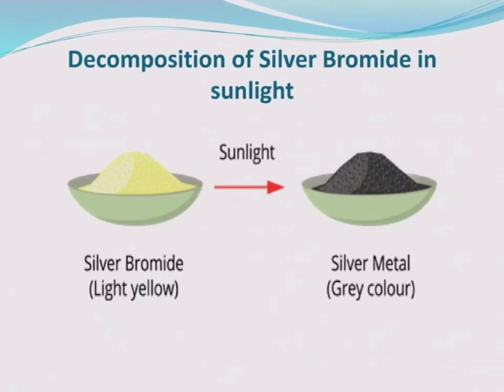Decomposition of silver bromide in sunlight is another example of a photochemical reaction. If we keep the yellow colored silver bromide in sunlight, after some time we can see that a color change has happened. The color of the silver bromide changed from light yellow to grey. This color change is due to the decomposition of silver bromide as a result of the absorption of sunlight. So this reaction can also be called an example of a photochemical reaction.